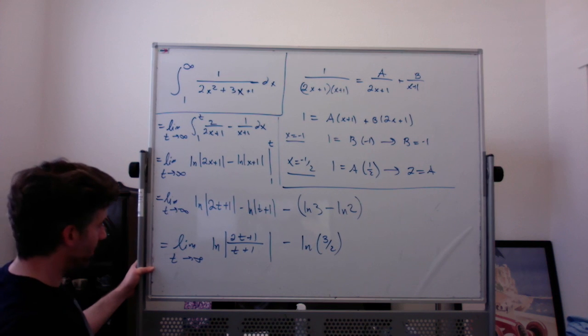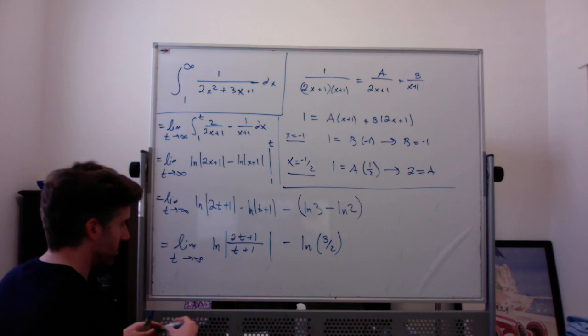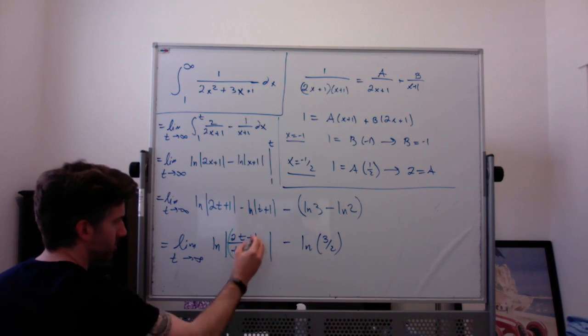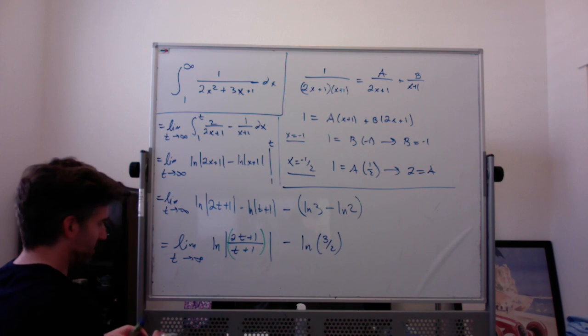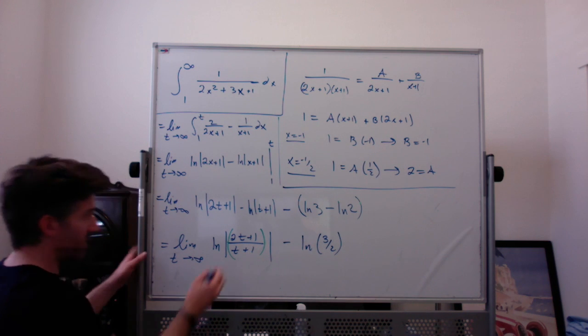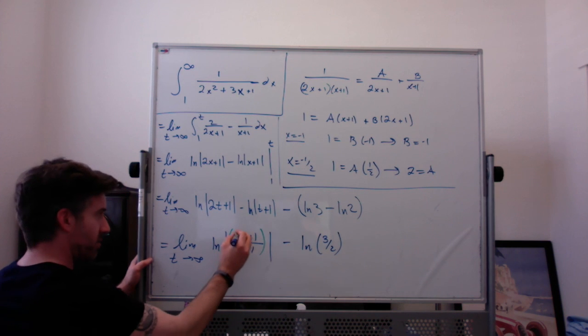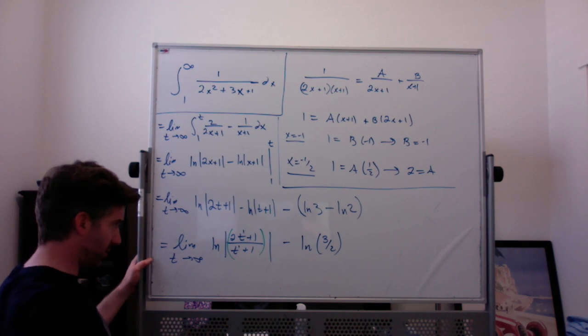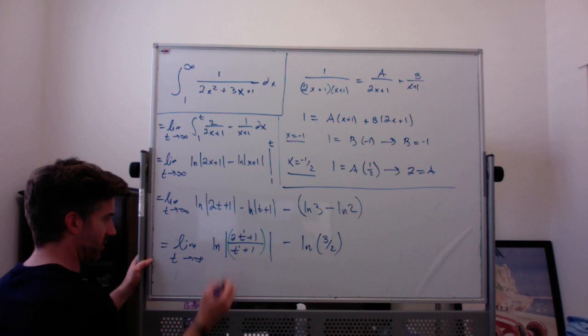Okay, now here's the thing. As t goes to infinity, 2t plus 1 over t plus 1, that's just like a rational function, right? We know how to take the limit of that. It's just 2, right? Because the degree on top is the same as the degree on the bottom. So the limit is the quotient of the leading coefficients.